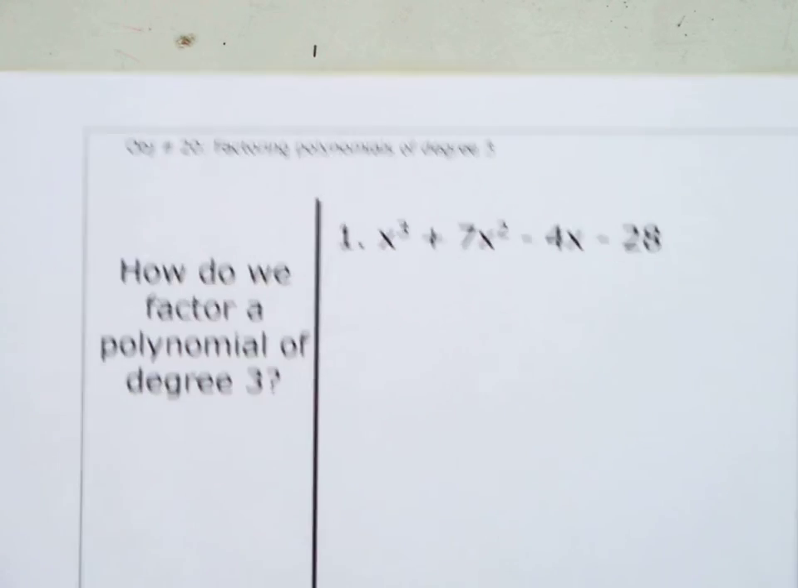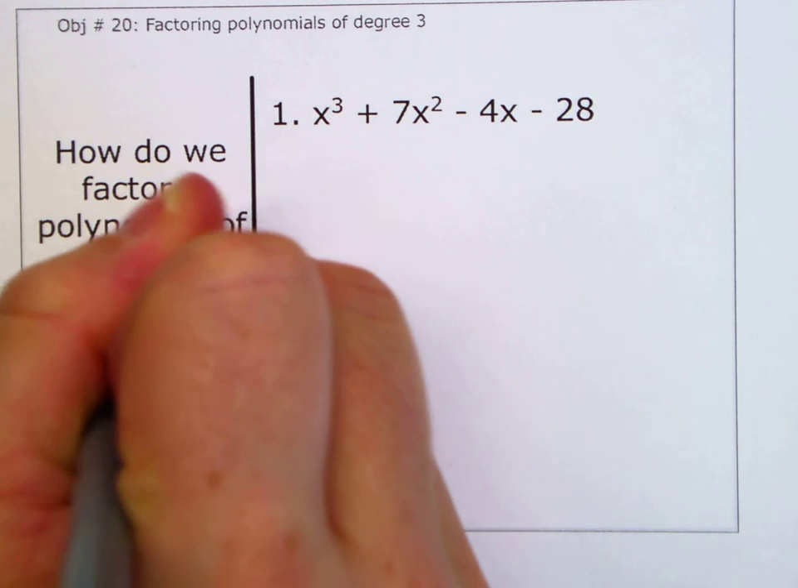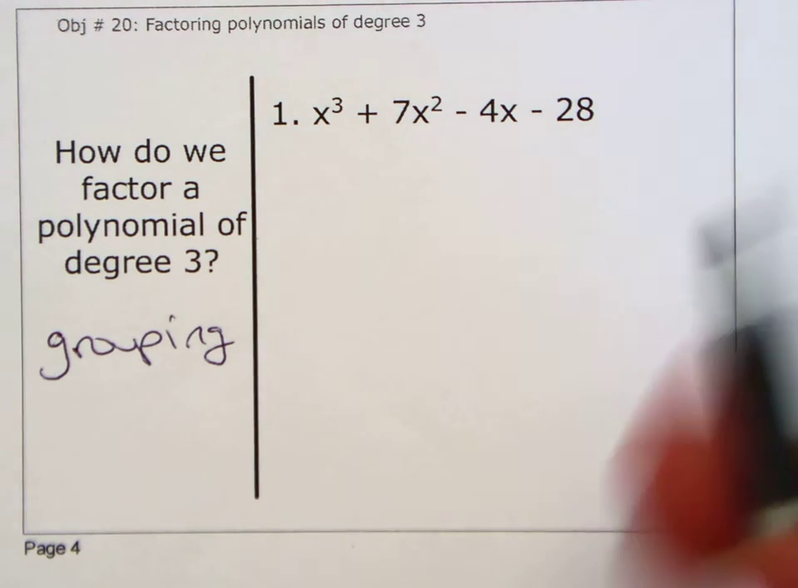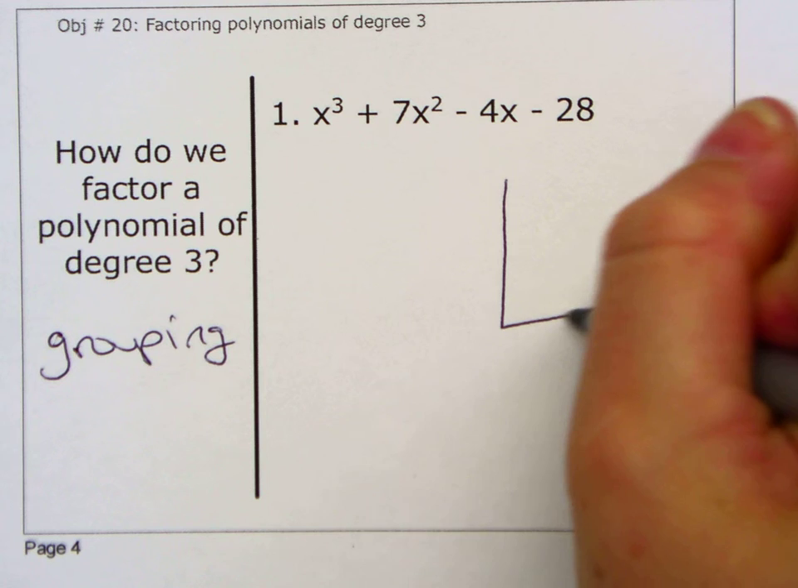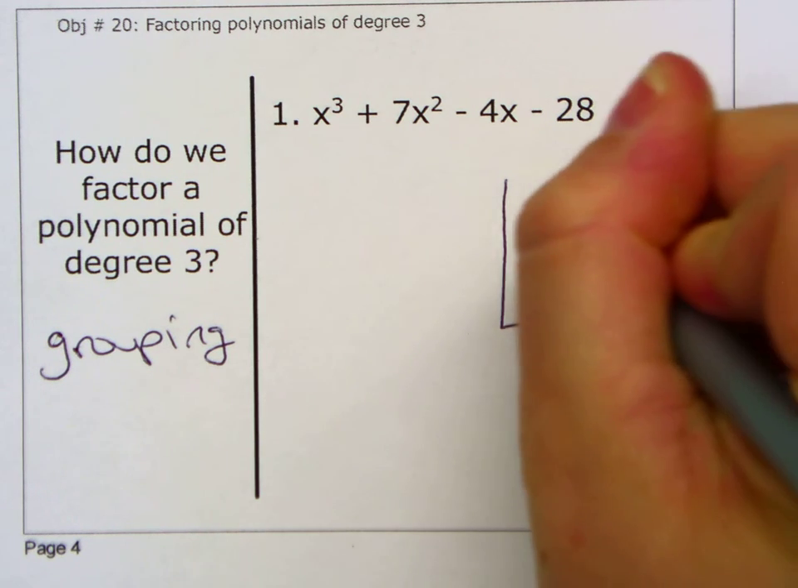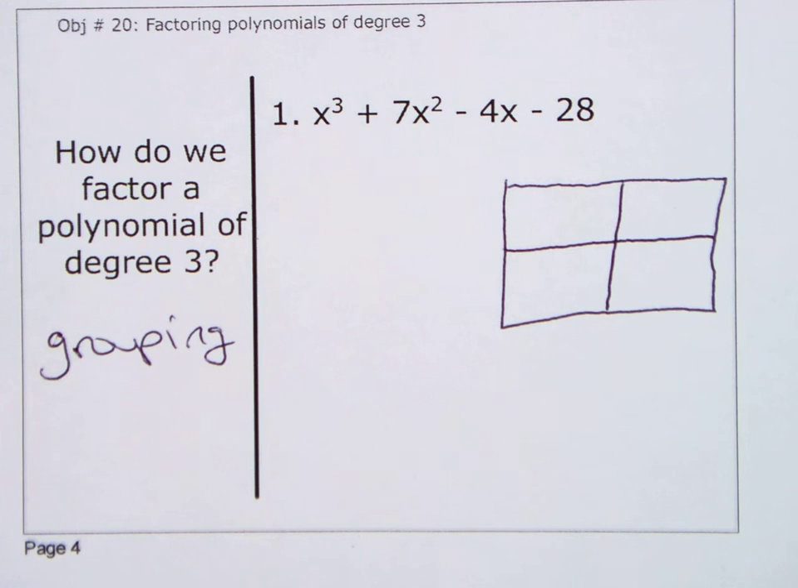All right. So here's the problem. How do you factor a polynomial of degree 3? This method is actually called grouping. What we're going to do is take these 1, 2, 3, 4 terms and put them in a 2 by 2 box. So I'm going to draw a 2 by 2 box like that, and put those 4 terms in there.